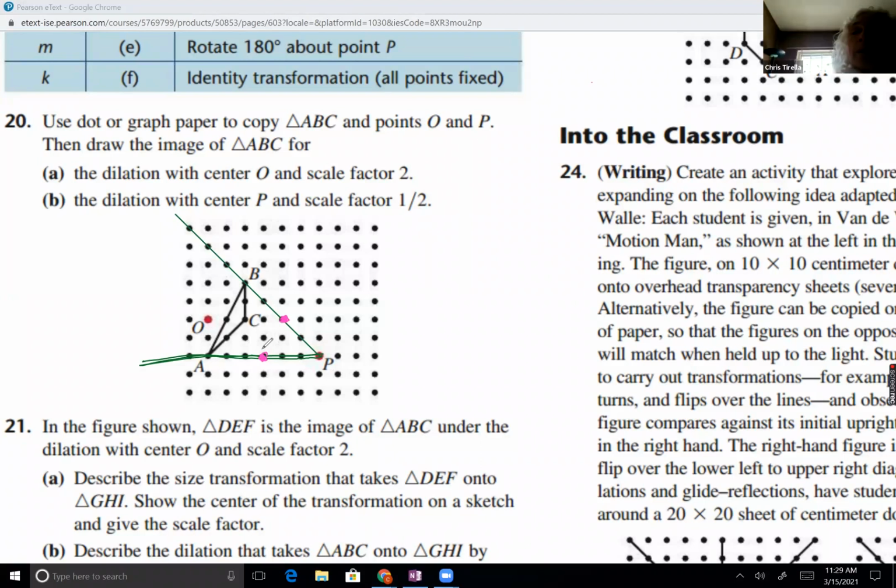You could probably just do that on plain paper, but with dilations, it's so much easier on graph paper or dot paper, where you can actually count the number of spaces you move to half or double or triple. Okay. Any other questions from anything in the textbook?